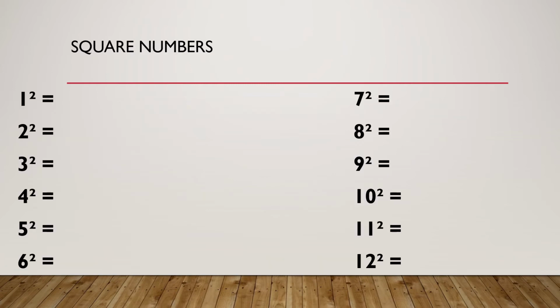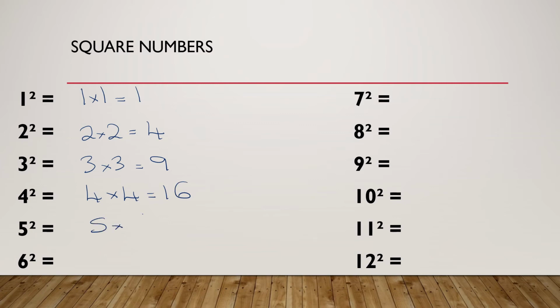So let's look at our square numbers. You'd be expected to recall up to 12 squared. So 1 squared means 1 times 1, and 1 times 1 is 1. 2 squared means 2 times 2, and 2 times 2 gives us 4. 3 squared is 3 times 3, and 3 times 3 is 9. 4 squared is 4 times 4, which gives us 16. 5 squared is 5 times 5, which gives us 25. 6 squared is 6 times 6, which gives us 36.